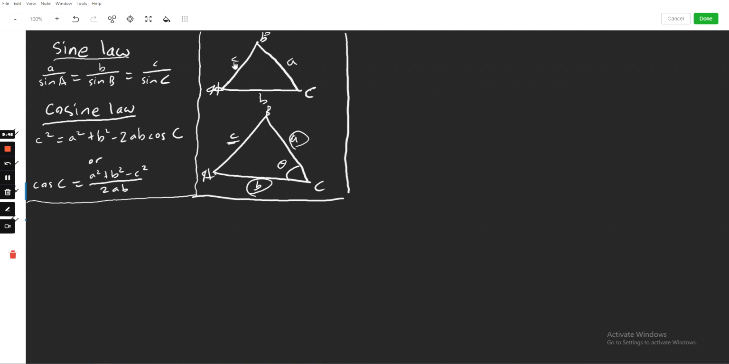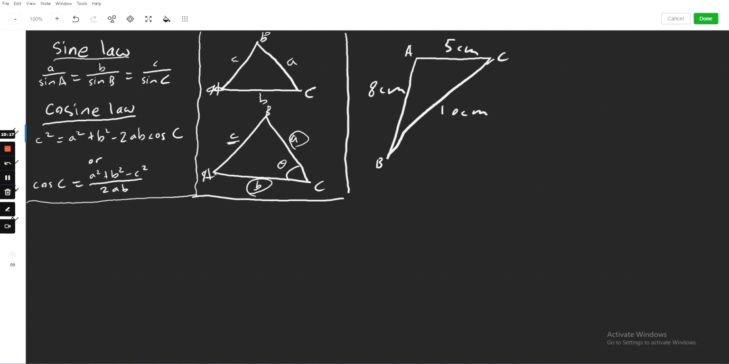Okay, so we have that out of the way. Let's do these examples. Find the unknown angle. I'll draw a couple of triangles so we can have this diagram. Let's say this triangle is A, B, C, and we have 5 centimeters, 8 centimeters, and 10 centimeters.